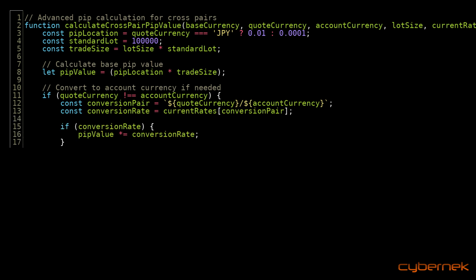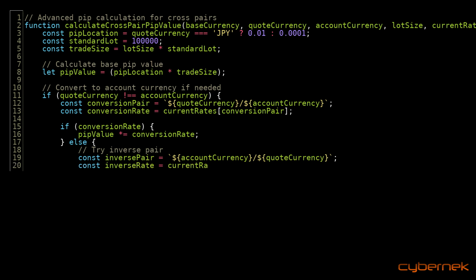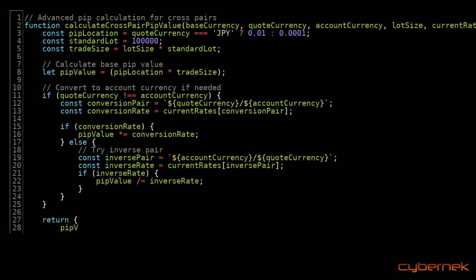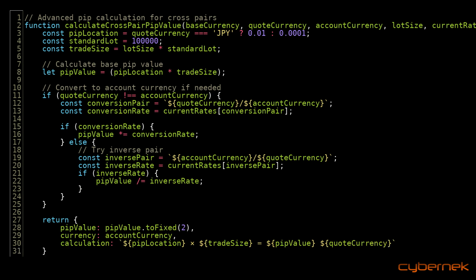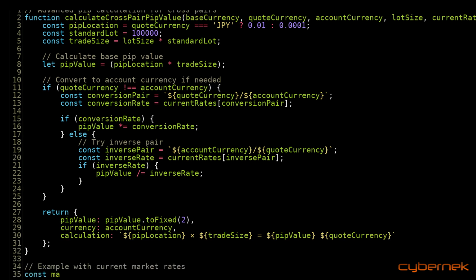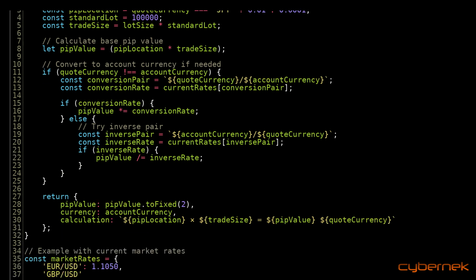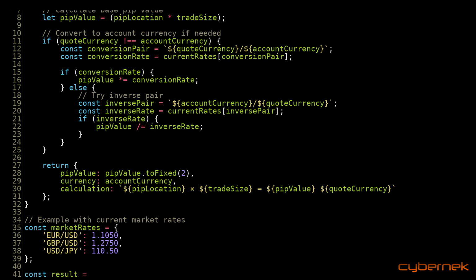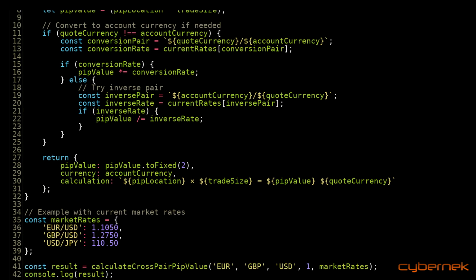If quote currency differs from account currency, it creates a conversion pair string and looks up the rate in current rates. If found, it multiplies pip value by conversion rate. If not, it tries the inverse pair by swapping currencies and divides by inverse rate. The function returns an object containing the calculated pip value, rounded to 2 decimals, the account currency, and a calculation string. The example demonstrates usage with a market rates object containing current exchange rates for major pairs.